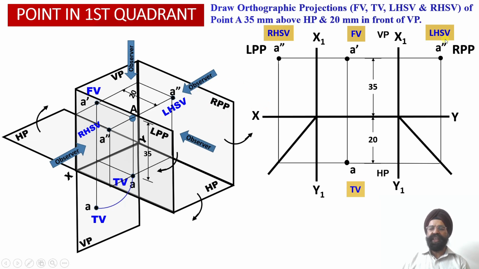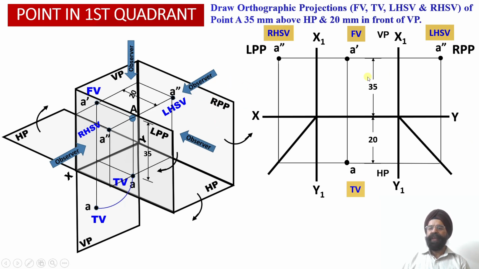So these projections we have named left hand side view projections. Why? Because the observer is looking at this object, or the point A, from the left hand side orientation. So the projections have been obtained onto the right profile plane.